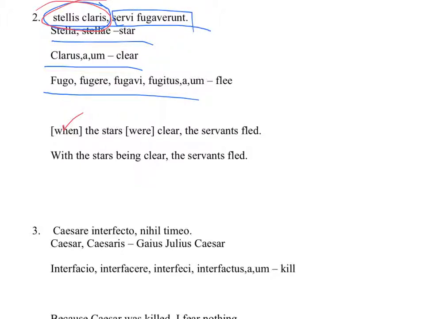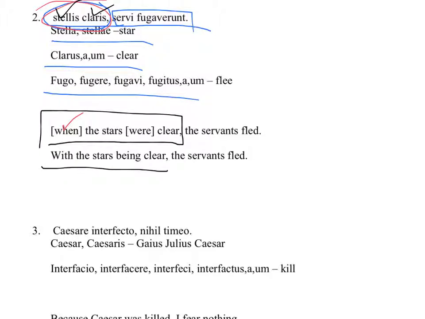You see, the servants fled, that's essential to the meaning of that sentence. Stellis claris is just the context. It's just the color book. It's just making some situation more clear to you. So what you could try out is when the stars were clear, stellis claris, you have a participle, claris, the fourth principal part, the participle perfect passive, as it most often is, and you have a noun. That's your most basic ablative absolute. It doesn't have to be that simple, but often it is. Stellis claris, with the stars being clear, the servants fled.